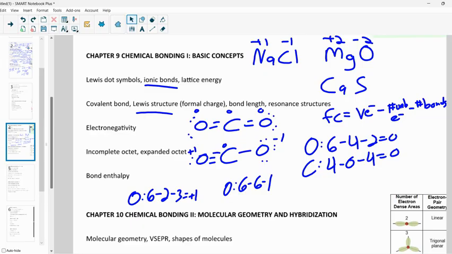All right. Bond length. Of these bonds here, which one would be the longest, which one would be the shortest bond? What does the bond length have to do with?